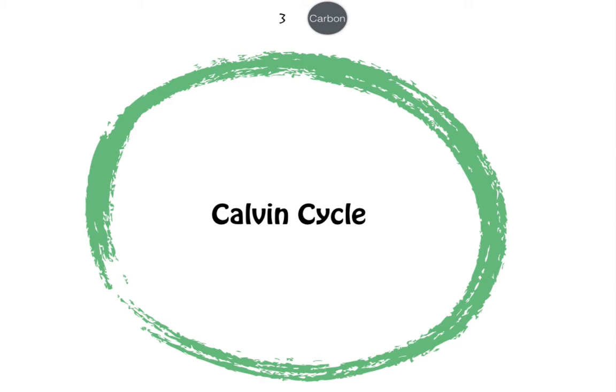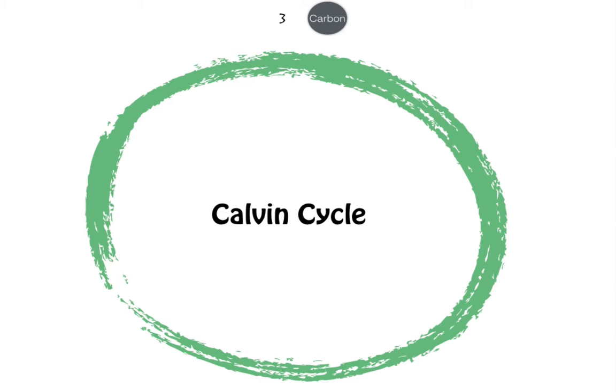Now we're in the dark reaction. Okay, no light is required here. And the reason why no light is required here is because the energy that's used for this part of the process has already been gotten from light in photosystem 2 and photosystem 1. So let's go ahead and get started.